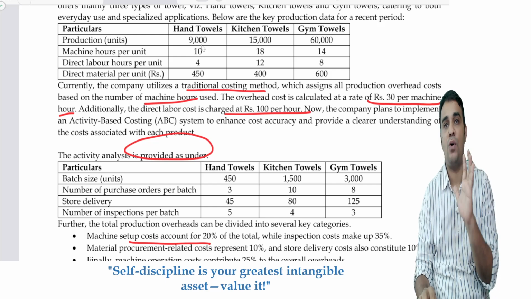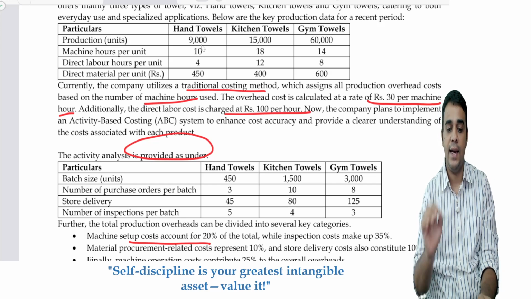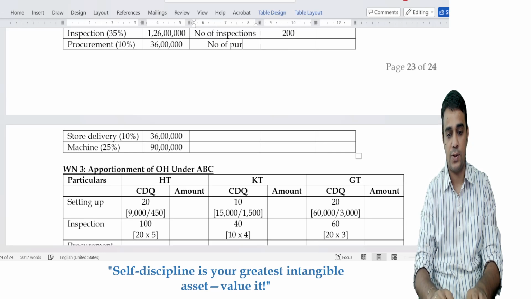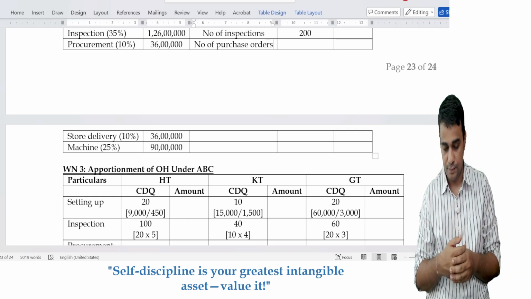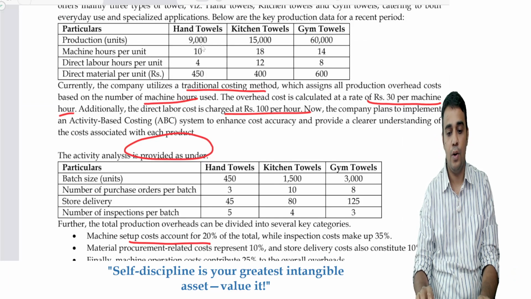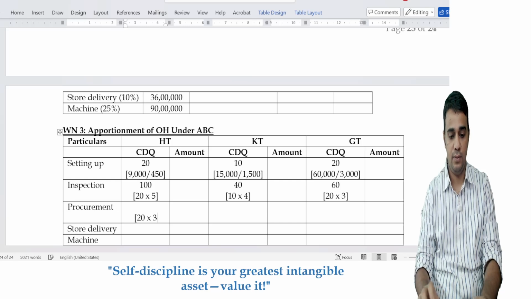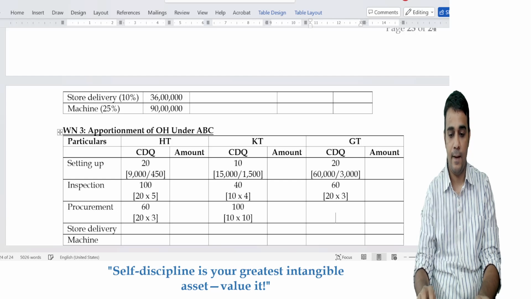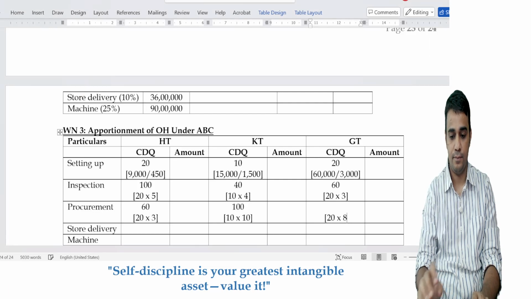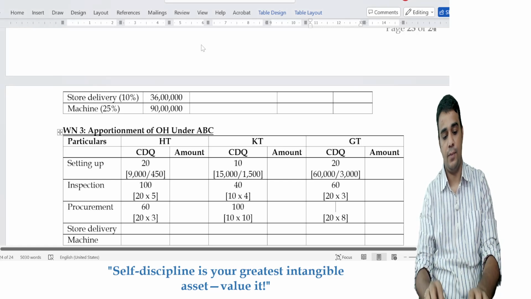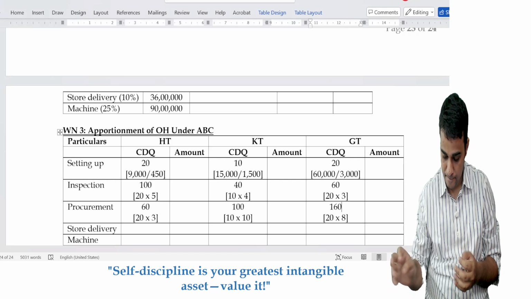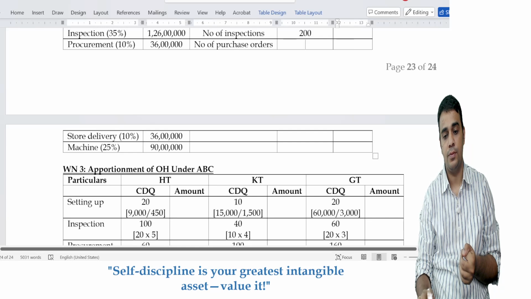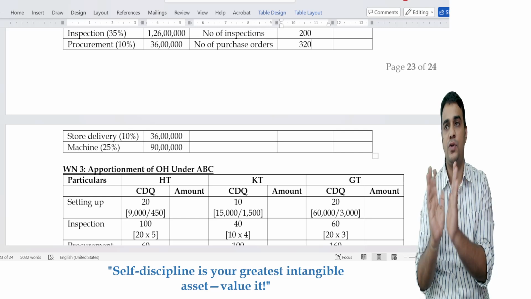Procurement is on the basis of purchase order. Procurement is related to purchase of material, purchase order. Again, they have given per batch, we'll do the multiplication. Procurement, number of purchase orders. We come back here, do the multiplication. 20 into 3, 3 purchase orders per batch. 10 into 10 and 20 into 8. 3, 10 and 8. Tell me the total. How much? 320. Beyond this step I'm not doing because I don't want to do CDR rate, as you will divide and do multiplication.